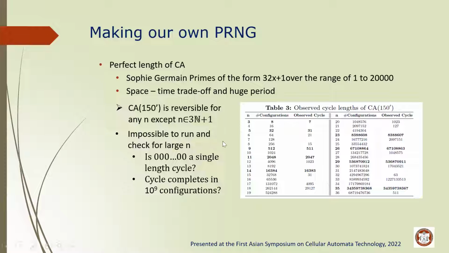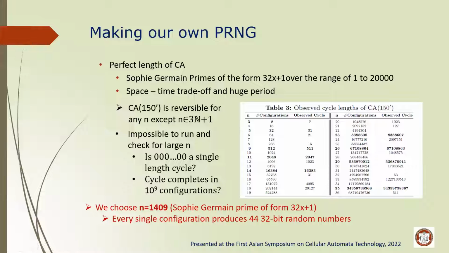With this strategy, we ran it, and this is a table which shows some examples for the smaller sizes. You can see that the bold ones are the maximum lengths: 11, 5, 23. These are the Sophie Germain types, and for them the observed cycle length is actually maximum.